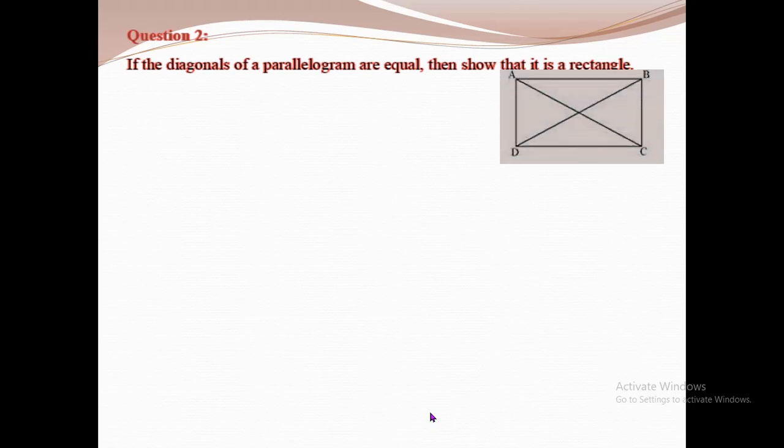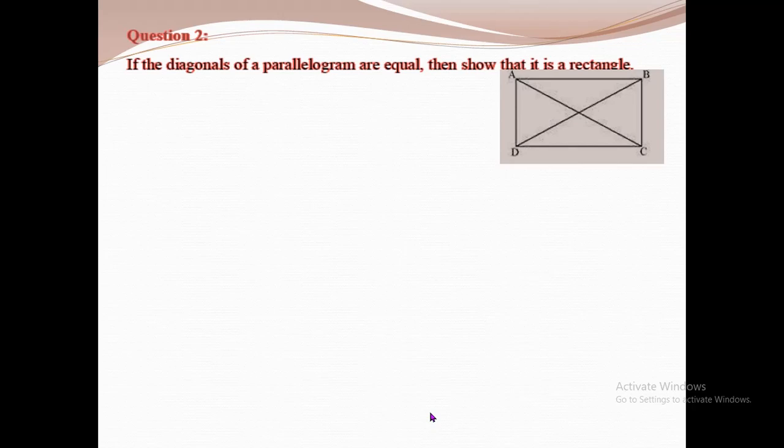Diagonals of a parallelogram are equal. We have to prove that it's a rectangle. Then how do we prove this? First, we'll take a rectangle directly. We'll draw the corresponding diagram. Anyway, we are going to show it as a rectangle, so we are drawing the rough figure as a rectangle. A, B, C, D is drawn.